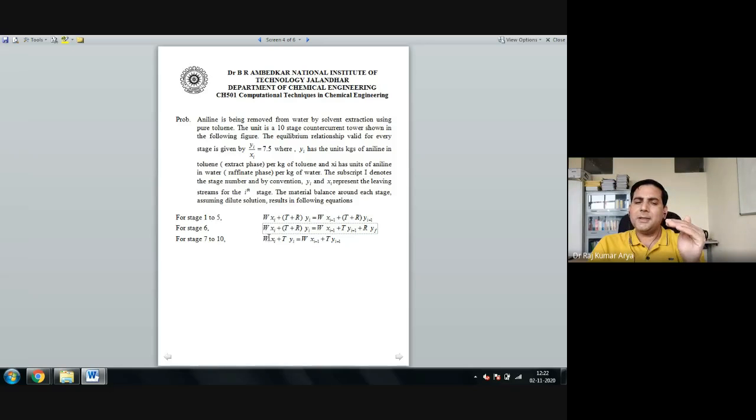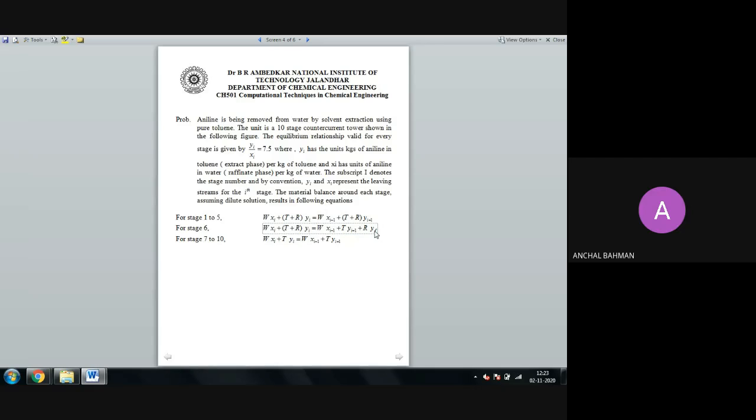What is leaving here? W into Xi, X6, is leaving. So if you put i as 6 here, this is W into X6 plus T plus R Y6, which will also leave. What is coming in is W plus X5, which was coming from the fifth plate. T plus Y(i+1) is coming from the seventh plate, and now R plus F you have added from your side. Is that fine? Yes, sir. So this is your sixth plate.